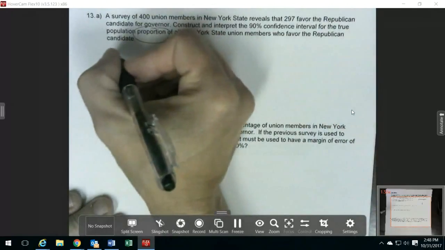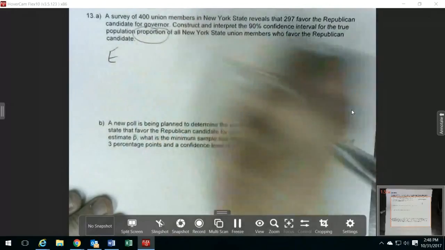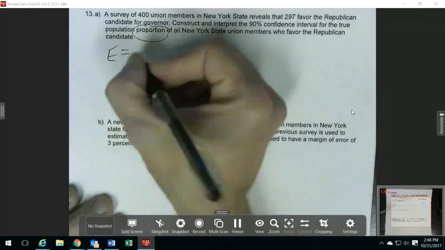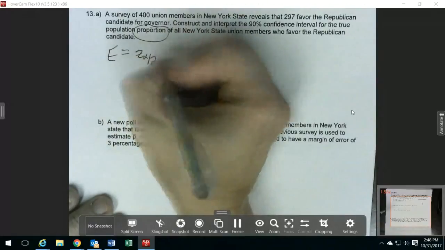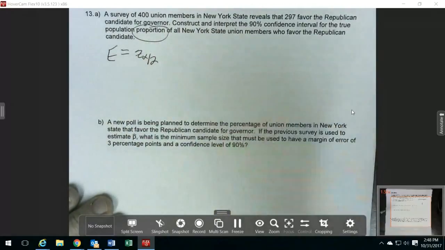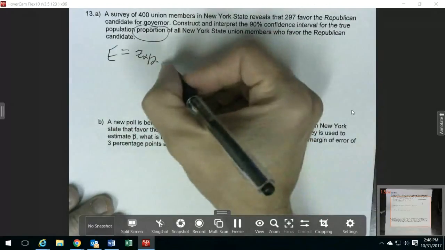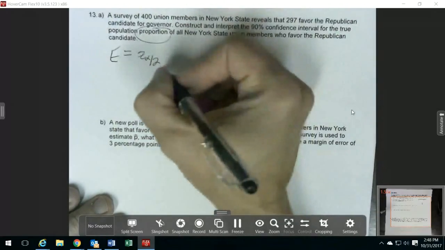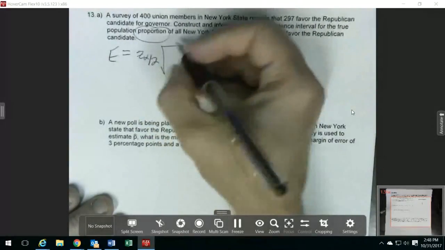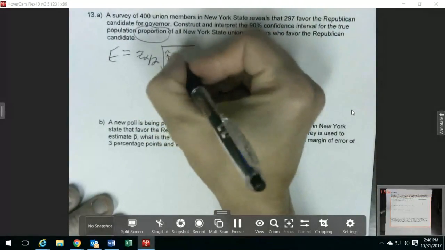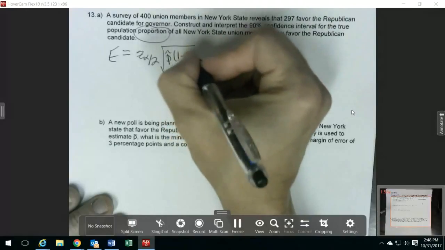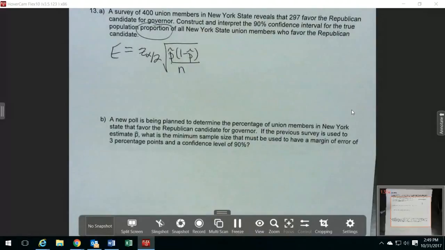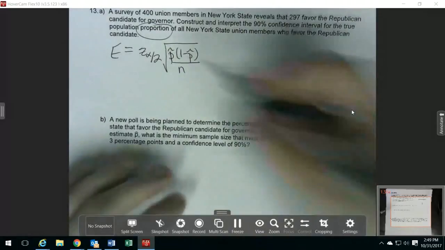So for our margin of error for this one, we have our critical value, and then we have the p hat times the 1 minus p hat divided by the sample size. So there's our margin of error formula.